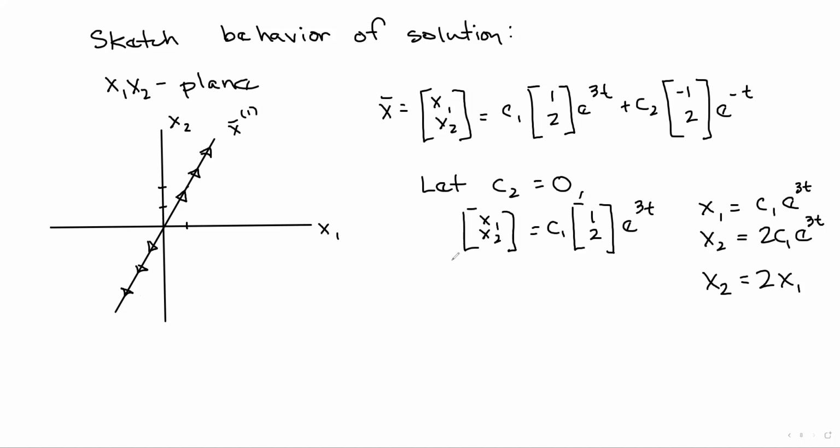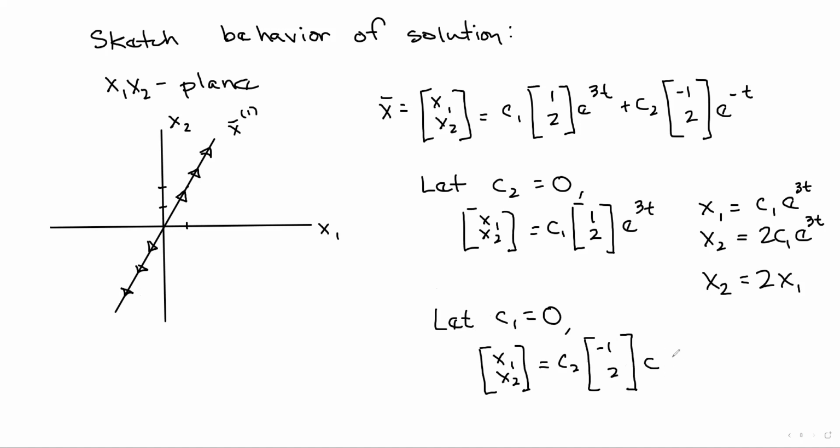All right. Now we can go through and do the same thing in reverse. So we let c1 equal zero. You get x1, x2 equals c2 times negative 1, 2 times e to the negative t. That produces x1 equals negative c2 e to the negative t, and x2 equals 2 c2 e to the negative t. Sorry, there should be a c2 in there.